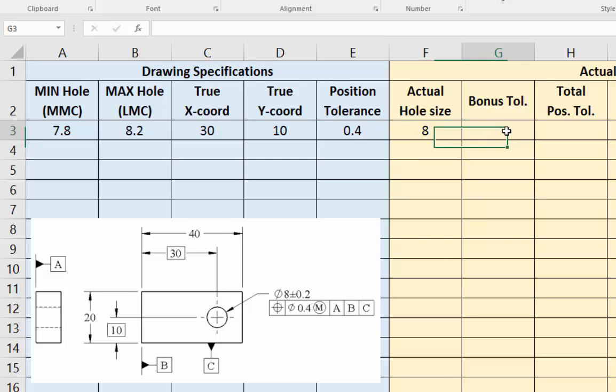We can now calculate the bonus tolerance based on how far the actual hole size has deviated from the maximum material condition. So this cell would be equal to the actual hole size subtract the MMC hole size. So in this case we have 0.2 millimeters of bonus tolerance. So the total position tolerance would be equal to the position tolerance called out on the drawing plus the bonus tolerance, which is 0.6 millimeters of total position tolerance.